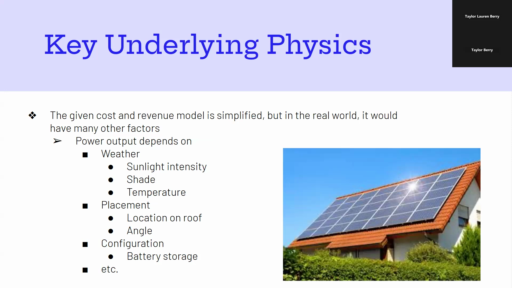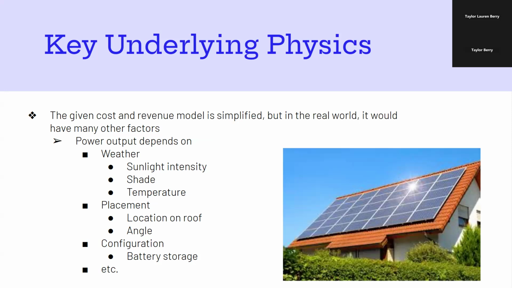There's going to be a lot of other factors involved: the sunlight intensity, shade, temperature, where this person is located, because some places get more sunlight than others, and where the panels are located on the roof or wherever these are placed. Obviously, the angle is going to matter because if it's faced toward the maximum intensity of sunlight, that is going to maximize the power output. And then we also have things like battery storage that can affect this as well.